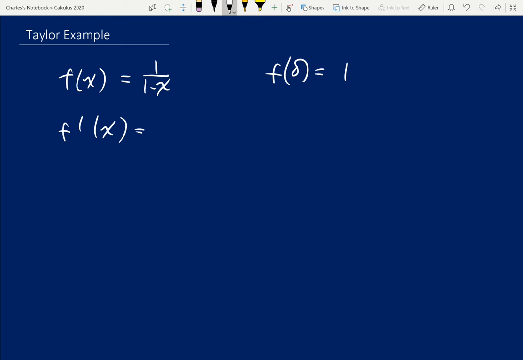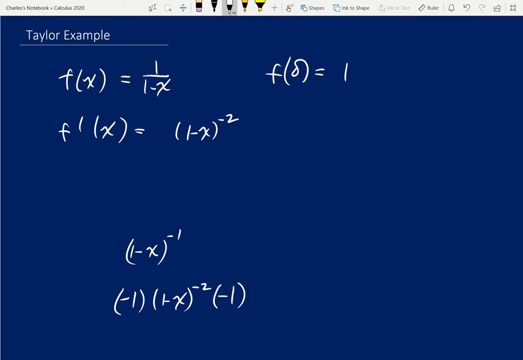So the first derivative, when you think of what this is going to be, is 1 minus x to the negative 2. And then I'm going to have to multiply this by a negative, because if I do 1 minus x to the negative 1, then it's negative 1 times 1 minus x to the negative 2 times another negative 1 because of the chain rule. So what happened? The two negatives cancel.